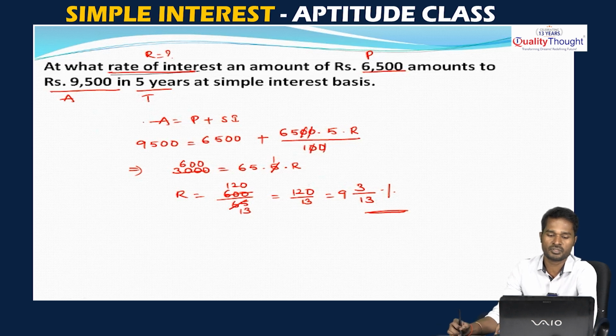See, in this case we used the total amount, which is principal amount plus simple interest. So, principal amount is 6,500, total amount is 9,500. Subtract the values here, it is 3,000, and zeros will cancel here, 6,500 and 100. So, it is 65 into 5 into R, which is 3,000. So, R is equal to 600 by 65, which is 9 3 by 13 percentage, the rate of interest that is calculated.